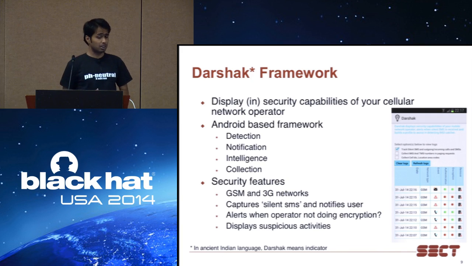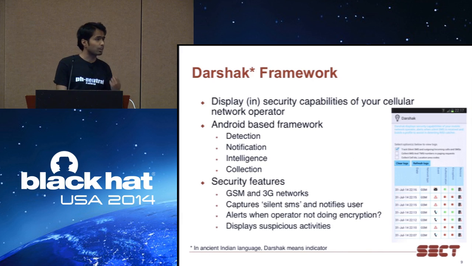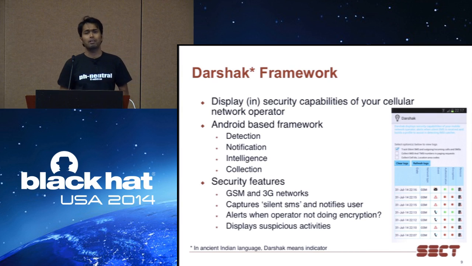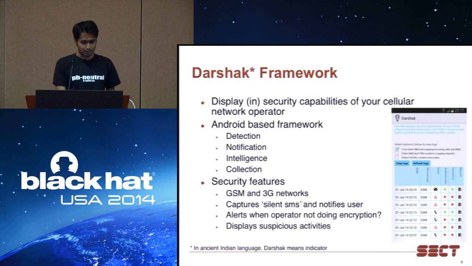And it displays suspicious activities based on different criteria. I will come back to that point also later. It also alerts you. For example, you go to some other country and try to make a call, and if it's not encrypted at all, for example A5/0, it immediately pings you: hey, you are roaming right now, and there is no encryption used by your operator, so it may be a French operator or a German operator. It gives you this kind of alert right away, so you can decide whether you want to use VoIP. Of course, it depends on how much you care about your privacy.